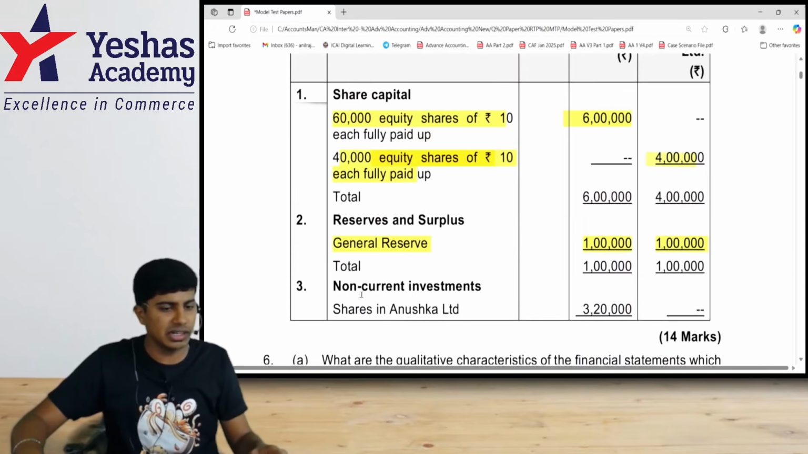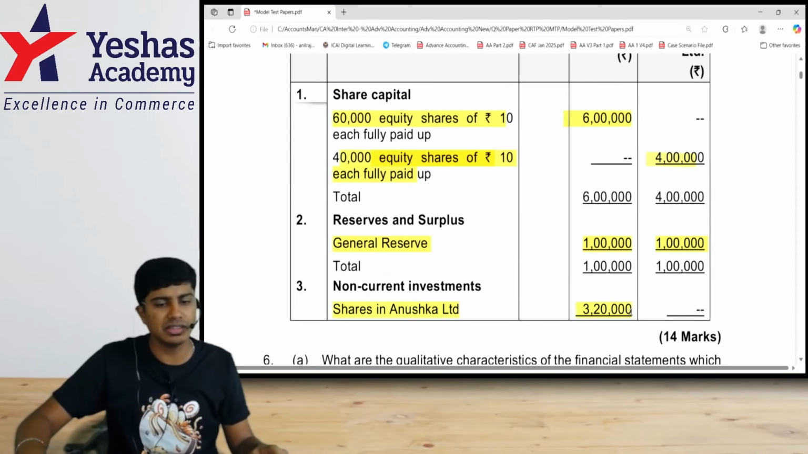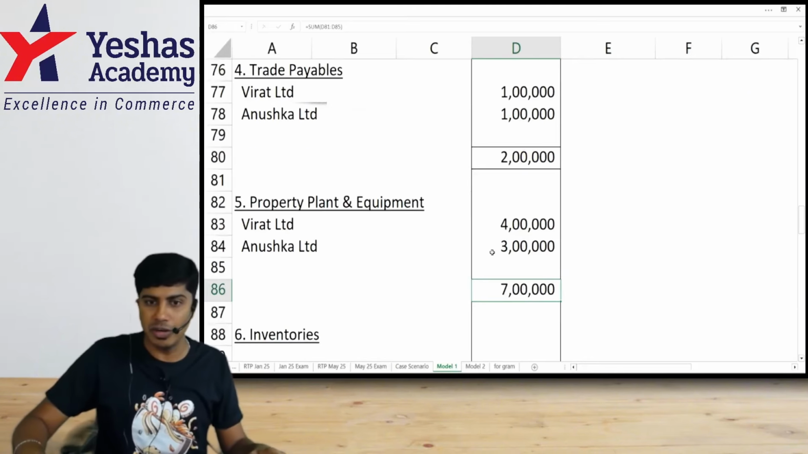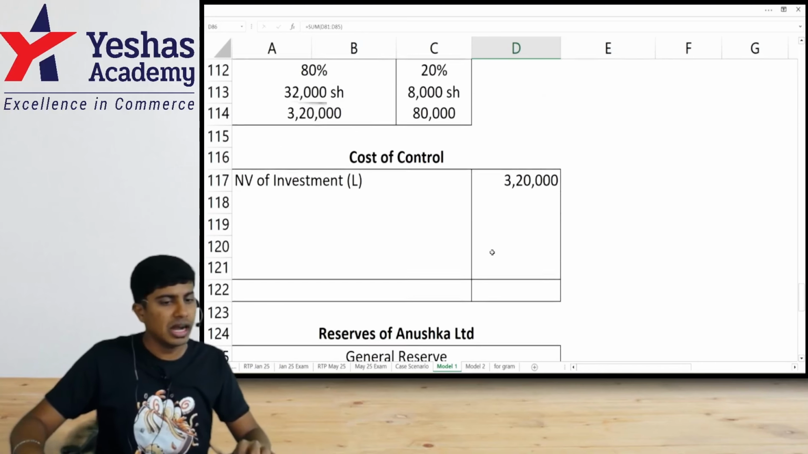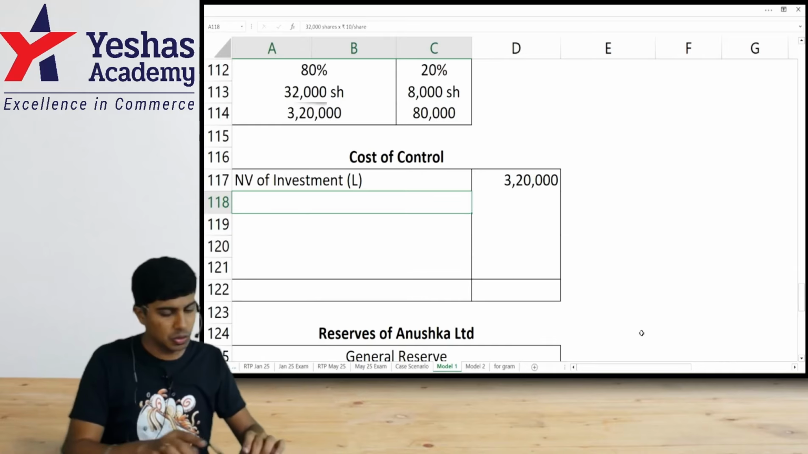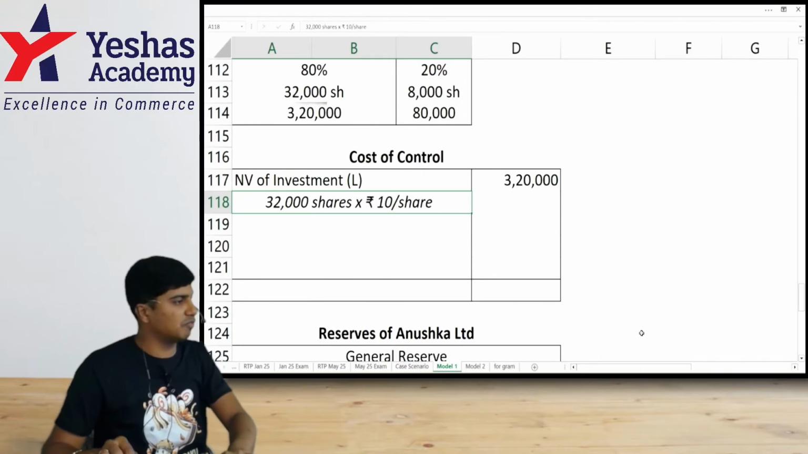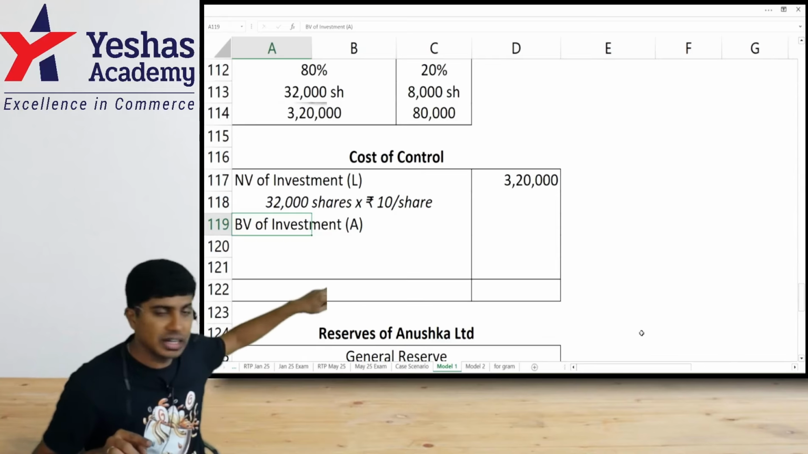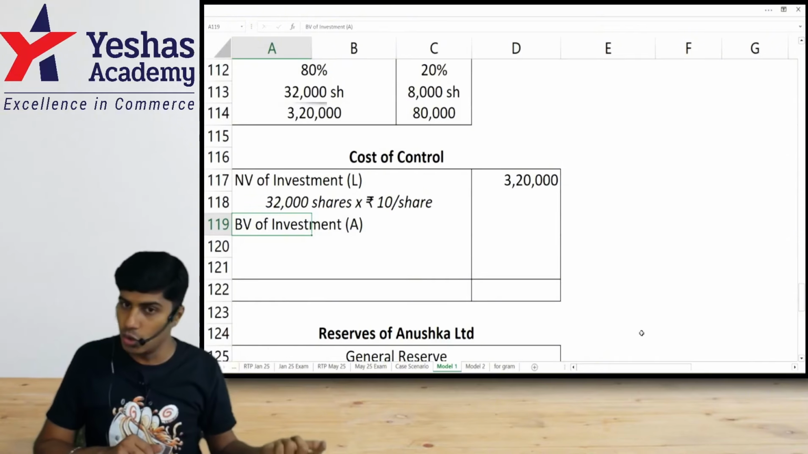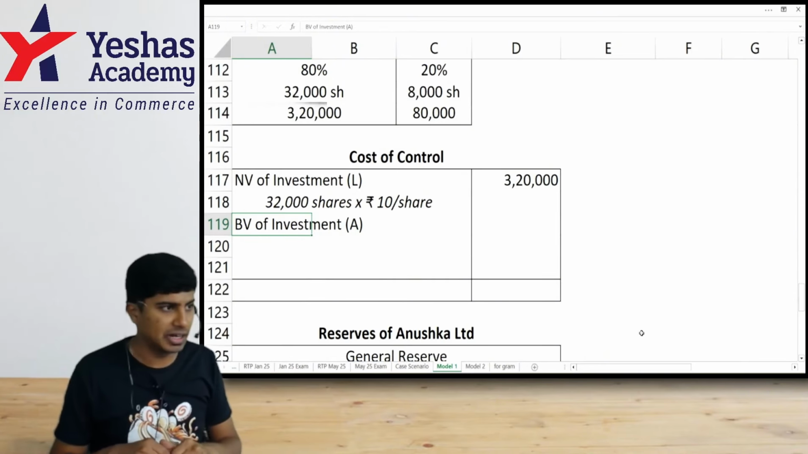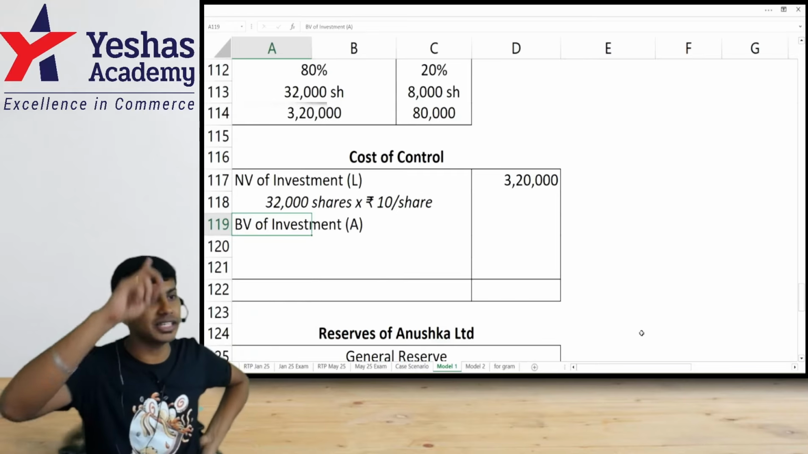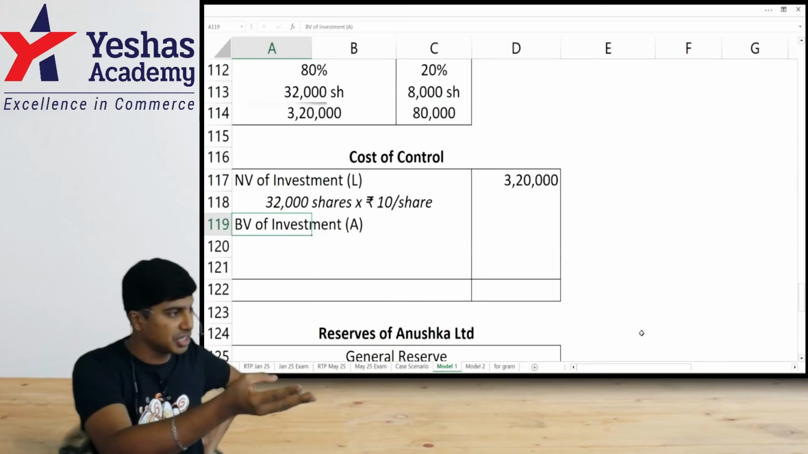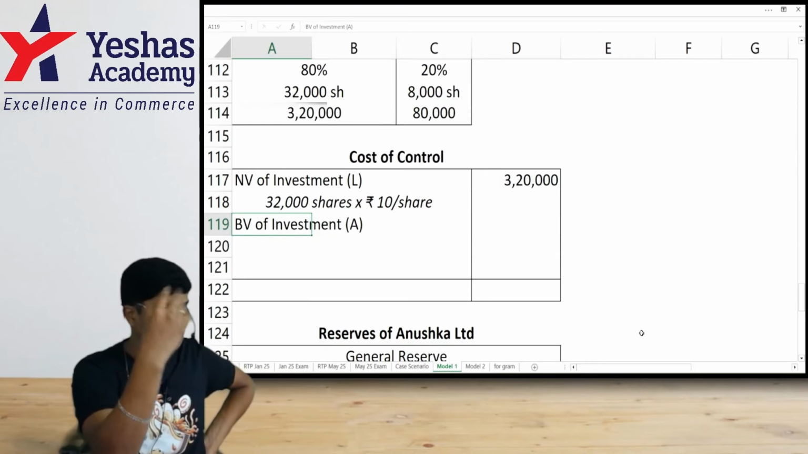So first two notes to accounts are done. Last notes to accounts, shares in Anushka Limited 3 lakh 20. 3 lakh 20 is book value of investments, the value at which it was purchased. This will be taken to cost of control. And in cost of control here, whatever I have as nominal value, which is represented by 32,000 shares of 10 each, will be compared with book value of investments, which is representing asset. If, on comparison of both of these, asset is more, it is goodwill. If liability is more, it is capital reserve. Actually, nominal value of investment should be adjusted for bonus issue if there was any, and book value of investment should be adjusted for pre-acquisition dividend and reserves, pre-acquisition reserves if any.